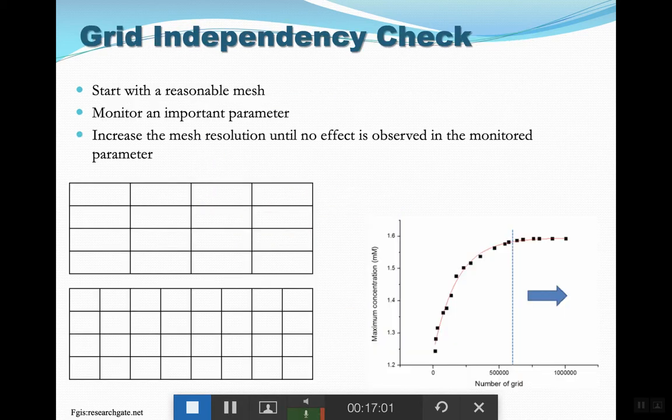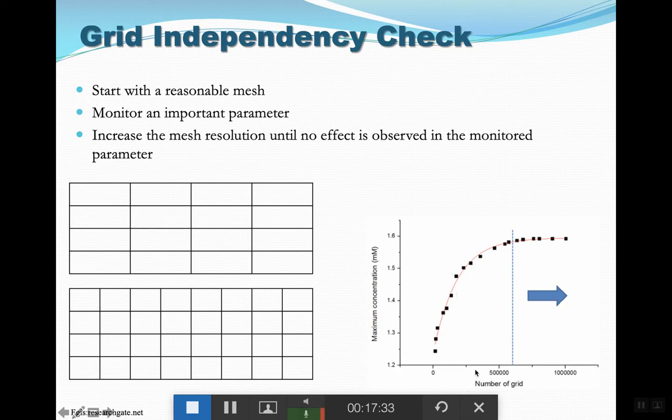So for grid independency, here is another example. You see, this is the number of grids, and this is, for example, maximum concentration. This is a simulation inside a pipe. You would calculate the maximum concentration of a material at some point. You see, as I increase the number of cells, my concentration changes, meaning my results are grid dependent, which is wrong, right? By changing the resolution, it shouldn't change the concentration.